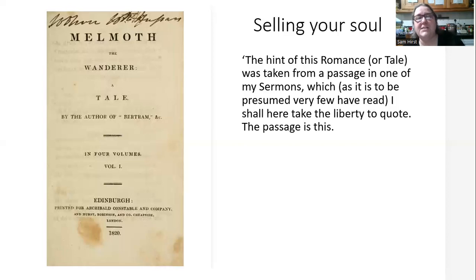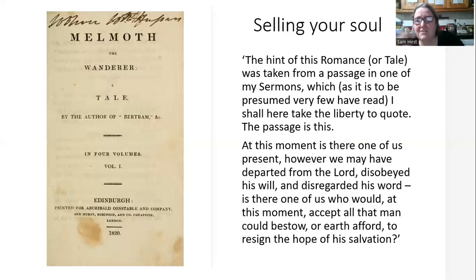And Maturin tells us that the idea for this romance or novel was actually taken from one of his sermons, and he gives us the quote from the sermon. He says, "At this point, is there one of us present, however we may have departed from the Lord, disobeyed his will, and disregarded his word? Is there one of us who would at this moment accept all that man could bestow or earth afford, to resign the hope of his salvation?"